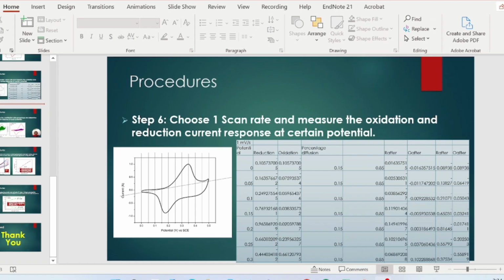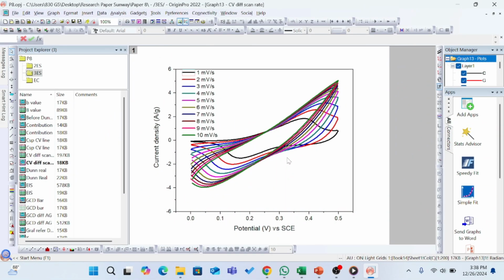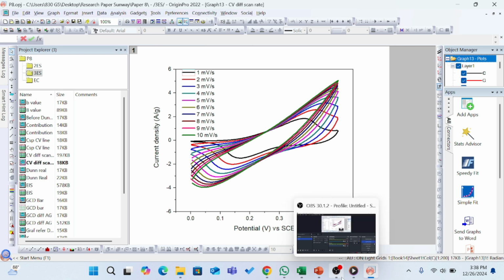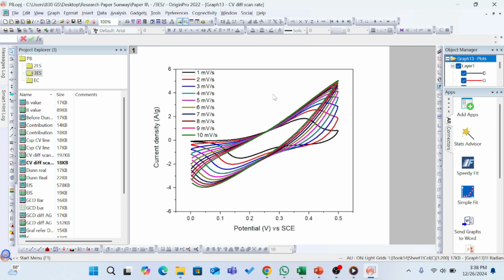Okay, let's start the discussion with the first graph. We need a cyclic voltammetry at different scan rates. I already opened Origin for you. Let's fix the voltage at which you're going to pick. Just click the line tool here, and after you click, draw a line. For example, here I draw at 0.4.